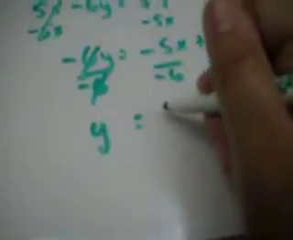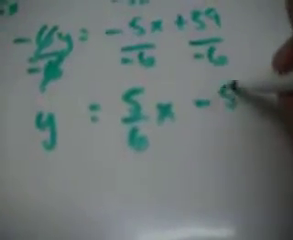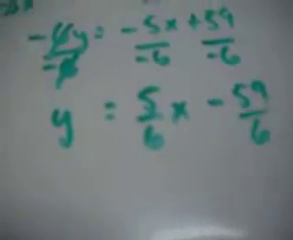So 5 and 6 can't reduce anymore, so it's just going to be 5 over 6x. And then now I have a positive and a negative, which becomes negative. Okay? And 59 and 6, they can't reduce neither. So it's just going to be 59 over 6. And that there is my answer.